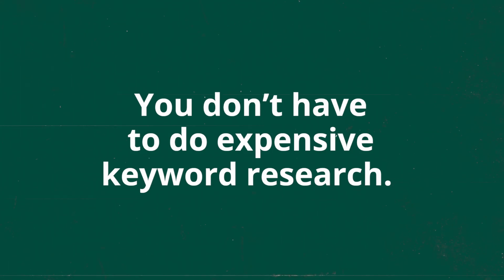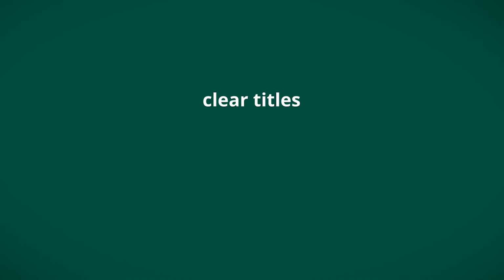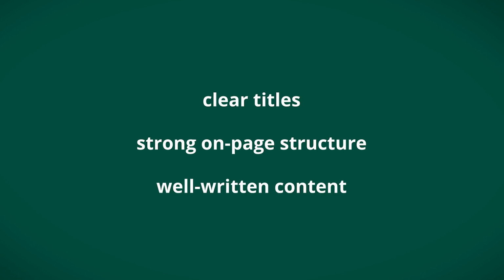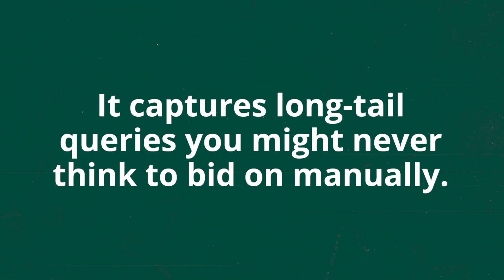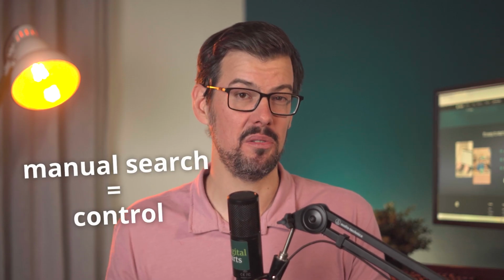You don't have to do expensive keyword research. The system in dynamic ad groups uses the content on your site to determine when to show your ads. The better your SEO, the stronger this performs. Clear titles, strong on-page structure, well-written content with authority give Google more signals to match the right searches. When your content is strong, dynamic search becomes a multiplier. It captures long-tail queries you might never have thought of to bid on manually. If manual search gives you control, dynamic search gives you coverage. And when paired with the structured advertorial system you built earlier, it becomes a scalable layer on top of everything else. And together they turn this from a tactic into a complete acquisition system.